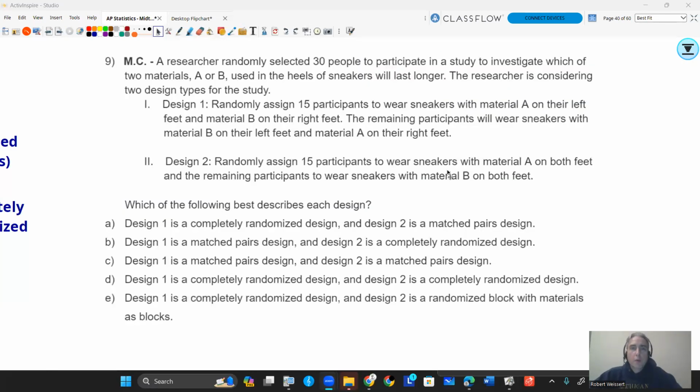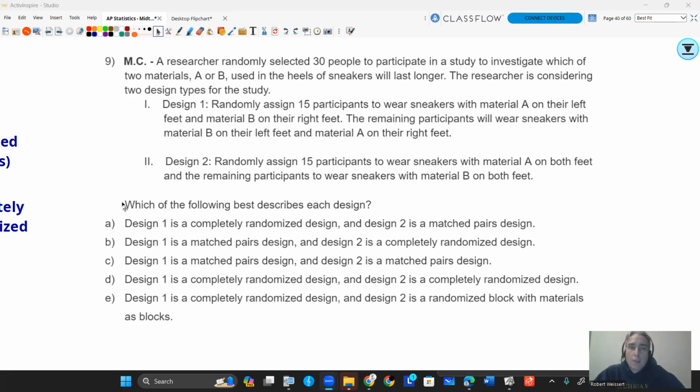Here we have another multiple choice question. Let me read it to you guys. A researcher randomly selected 30 people to participate in a study to investigate which of 2 materials, A or B, used in the heels of sneakers will last longer. The researcher is considering 2 design types for the study. Design 1. Randomly assign 15 participants to wear sneakers with material A on their left feet and material B on their right feet. The remaining participants will wear sneakers with material B on their left feet and material A on their right feet. What kind of an experiment is that? Looks like each person's doing both treatments and they're comparing.